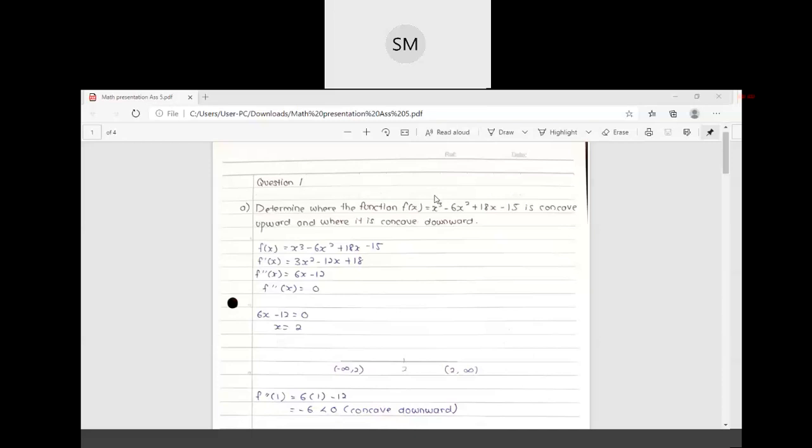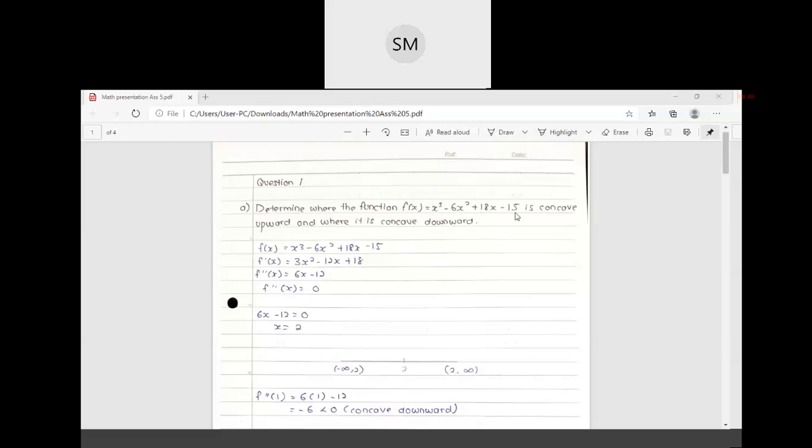So today I'm going to present a question in our assignment. So let us discuss the first question, which is: determine where the function f(x) = x cubed minus 6x squared plus 18x minus 15 is concave upward and where it is concave downward.